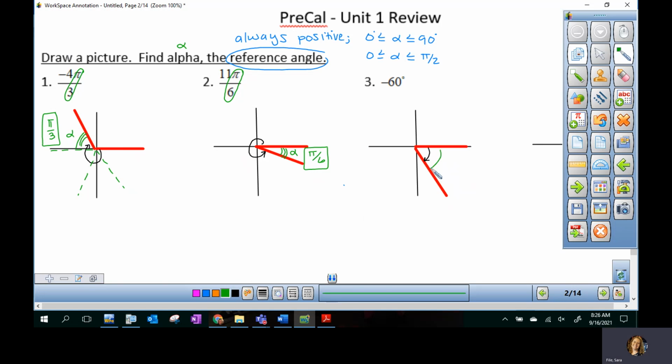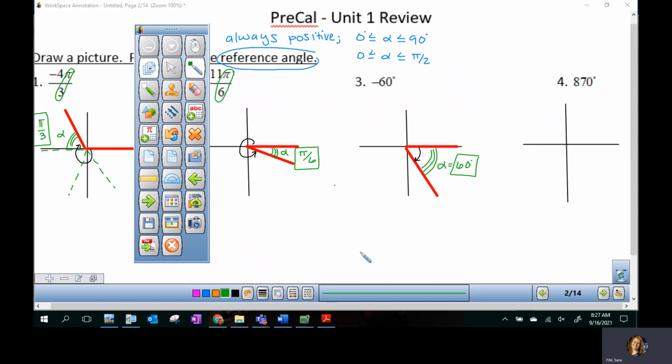Now the reference angle, how big is that angle? It is 60 degrees. If your angle is acute or a negative acute, the reference angle is the same size as the angle itself. Okay? It's not negative though, because the reference is always positive.